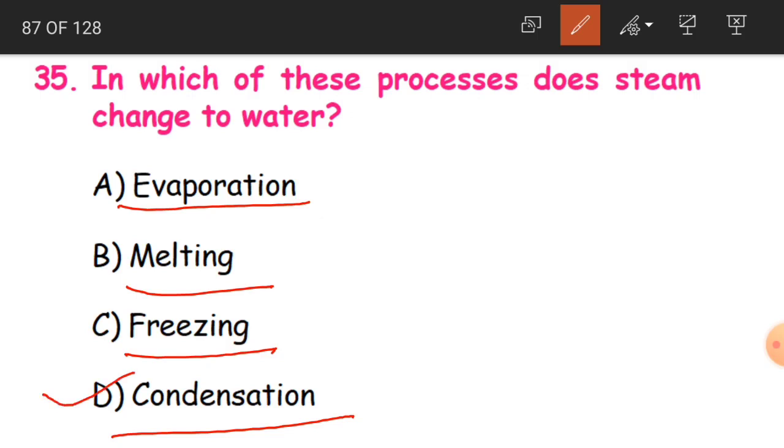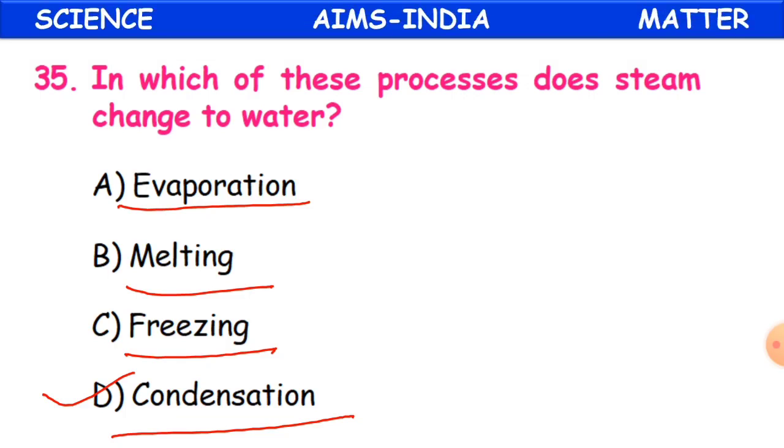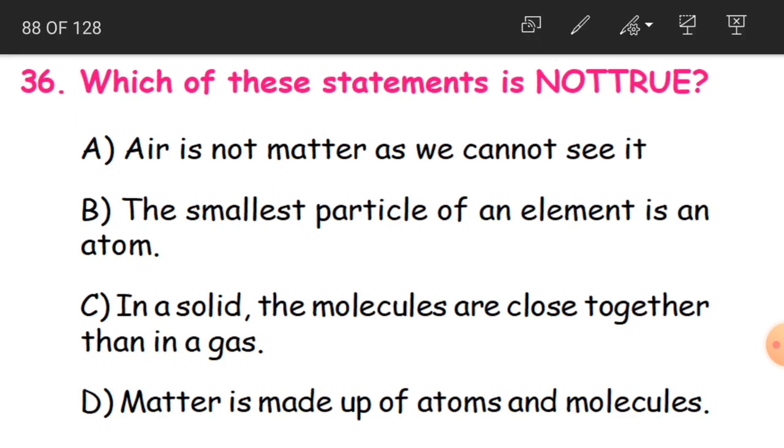So water vapor changing into water, for example, the clouds and the rain. Clouds are nothing but steam, vapor, and when they become heavy, they cannot carry that vapor and it drops down in the form of water. That is what we get as rain. So this process is called condensation. Clear, children?